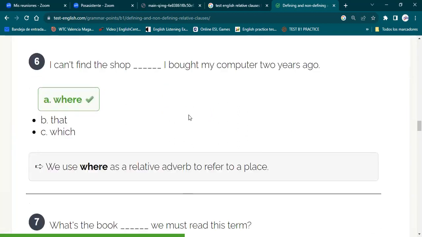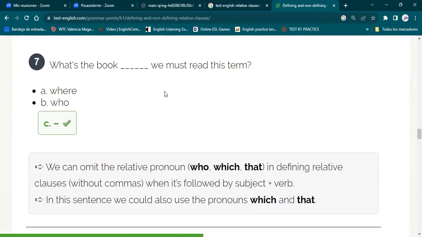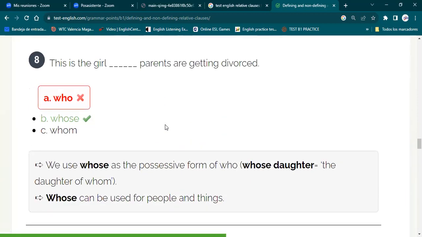I can't find the shop. I'm talking about the shop where. This is the book we must read this term. The book is an object. Where is for place, who is for people. So nothing. This is the girl again, Maria, whose parents. Whose daughter? The daughter of the parents. Okay.